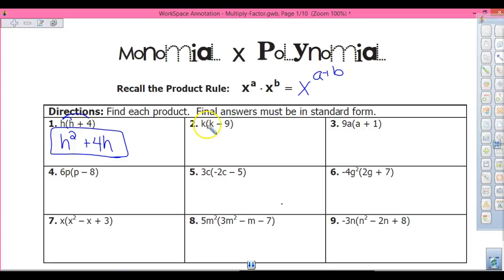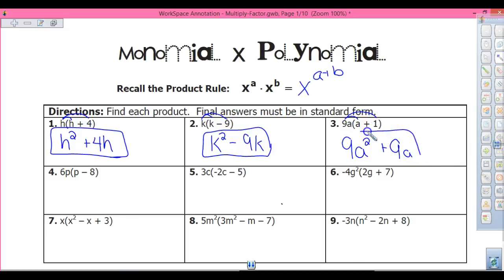Okay? So here, k times k gives me k squared minus, what is it? 9k, yep. All right. 9a times a, 9a squared plus 9a times 1. Okay. Boom, done. Questions so far? Are we getting these?